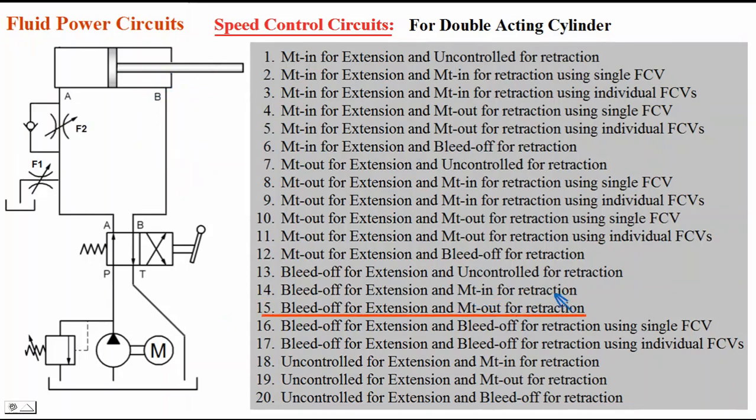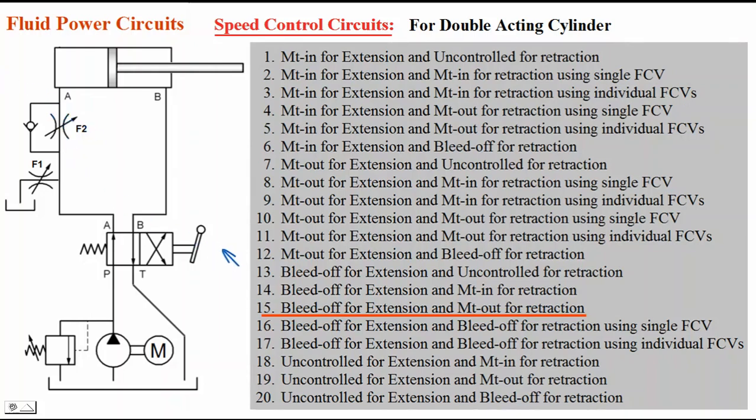The next circuit is bleed off for extension, but meter out for retraction. So I am keeping the meter out here. That's all. This I don't want to explain, as we explained it in the previous one. In the first position, oil is flowing like this. A controlled amount of oil is bled off. That's why it is bleed off for extension.